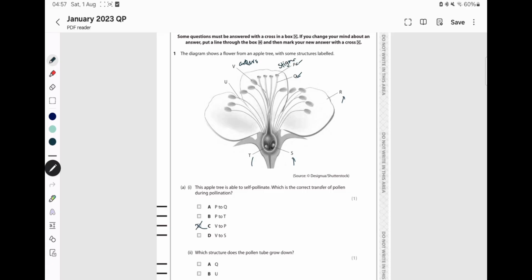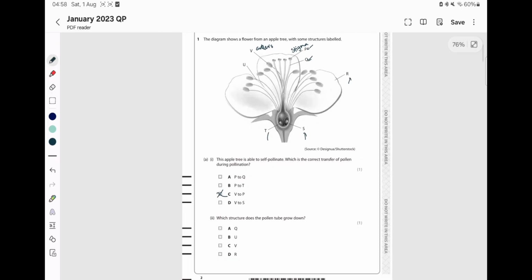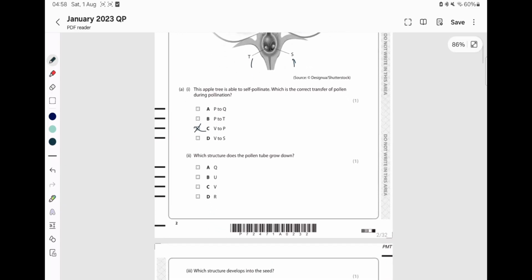As we know, in pollination, the pollen grains are transferred from the anthers of a plant to the stigma of the same plant. This is self-pollination. Cross-pollination is when the pollen grains are transferred from an anther of a certain flower to the stigma of a different flower. So our answer for the first question is going to be C.